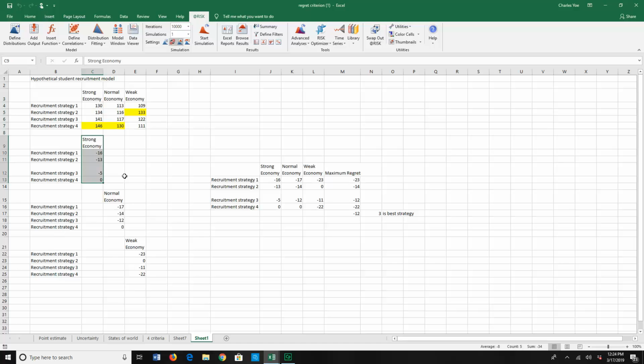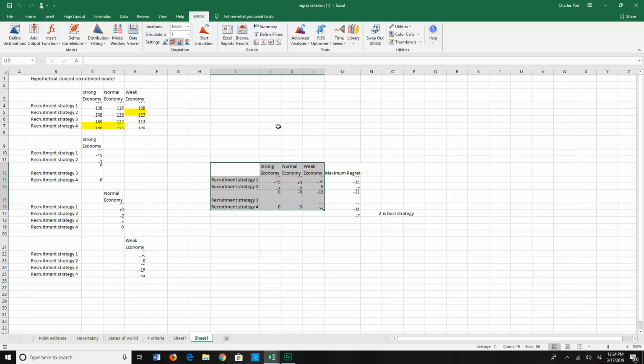For the strong economy, we calculate the regret. And you can see here the numbers associated with these outcomes. We do the same thing for the normal economy and the weak economy, and we transfer these numbers into our regret matrix. So now we have a regret matrix that varies, and it's varying because there's uncertainty in the inputs, those being the number of students recruited under different strategies and economic conditions.